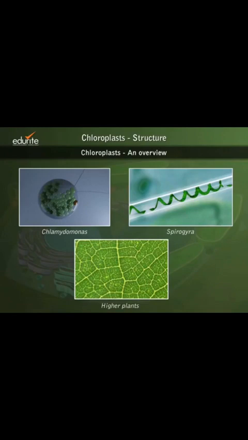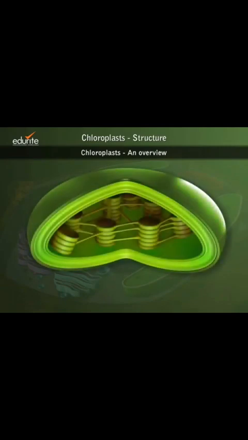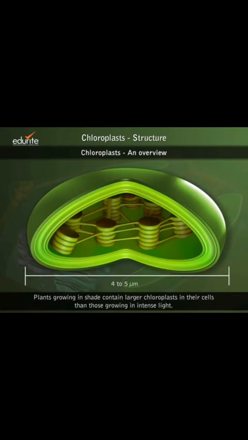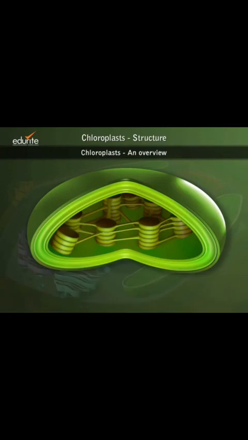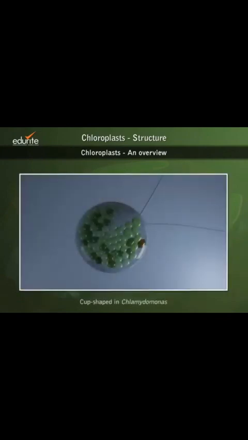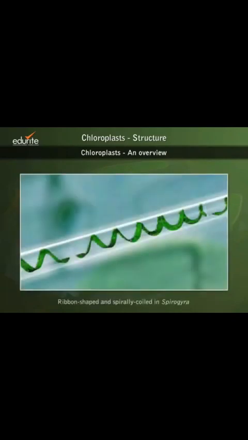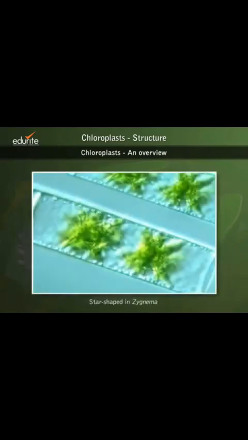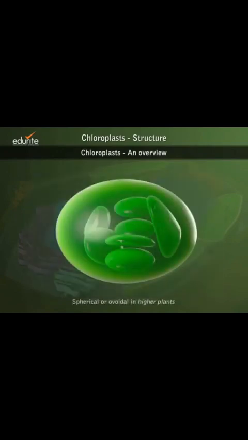Each cell may have 30 to 200 chloroplasts. Although the size of chloroplasts varies from plant to plant, chloroplasts are generally 4 to 5 micrometers in size. Also, plants growing in shade contain larger chloroplasts in their cells than those growing in intense light. Chloroplasts also differ in shape, being plate-shaped in Chlorella, cup-shaped in Chlamydomonas, ribbon-shaped and spirally coiled in Spirogyra, and star-shaped in Zygnema. In higher plants, most chloroplasts are nearly spherical or ovoidal in shape.